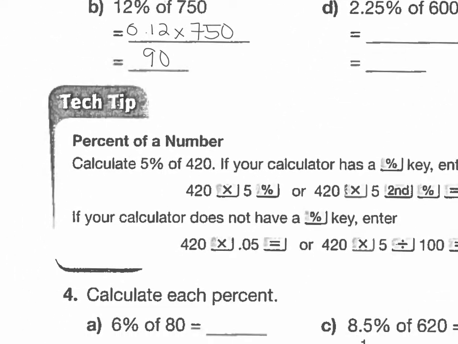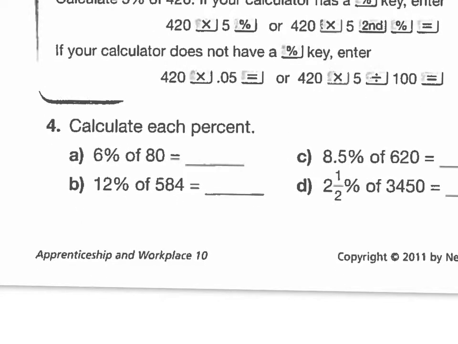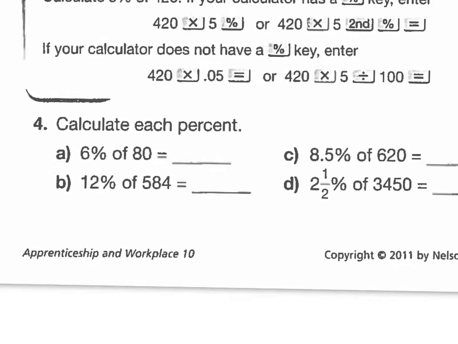Okay, so here's a little tech tip. This doesn't work on all calculators, but maybe you can check it out on yours if it does. So we're going to calculate each percent. I'll do one, and then you've got 3 more to do. So 6% of 80, that's like saying 0.06 times 80, and that gives us 4.8. So 6% of 80 is 4.8. For the other ones, remember, you need to convert the 12%, the 2.5%, and the 8.5% into a decimal before you multiply it by what number you have.